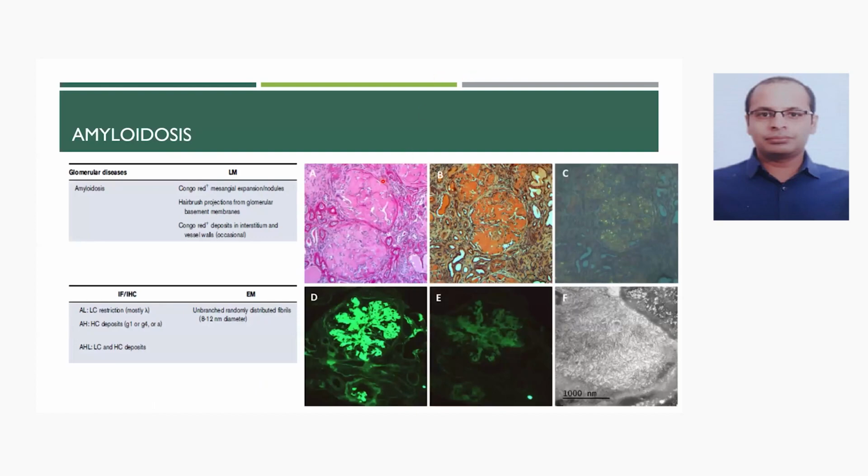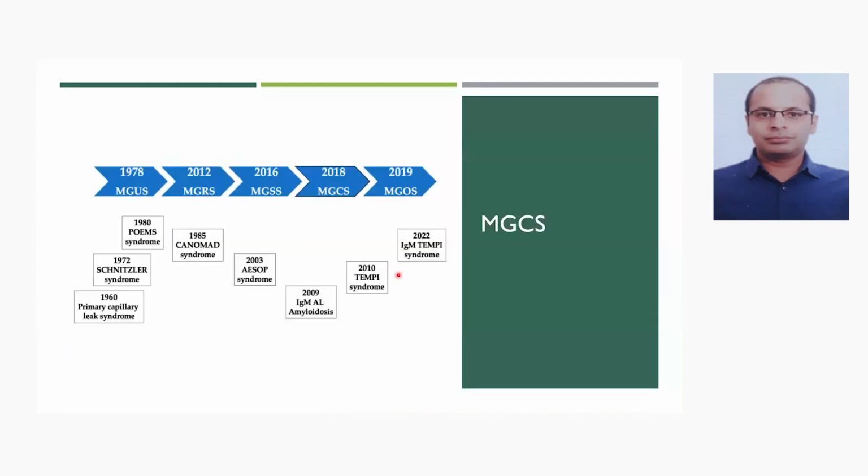Just briefly about renal amyloid. What we have is amyloid deposit in the glomerulus, with mesangial expansion, which shows apple green birefringence on Congo red staining. Then there is a kappa chain positivity and lambda chain absence. Electron microscopy shows unbranched, randomly distributed fibrils. So, this is how the diagnosis of amyloid is made in clinical settings.